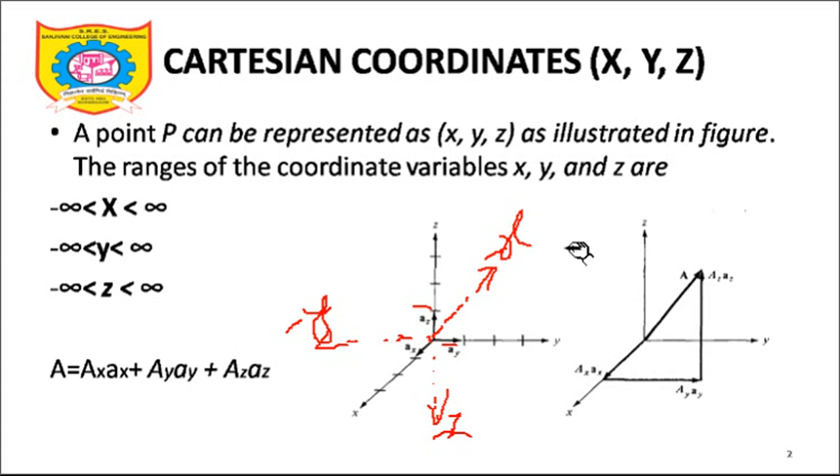So if these are the axes, plus x, minus x, plus y, plus z and minus z, there must be planes containing them. So we'll try to understand that particular thing. We'll be focusing right now on the Cartesian coordinates. So let's say a point P is represented as x comma y comma z as illustrated in the figure, the ranges of the coordinates in x, y and z.